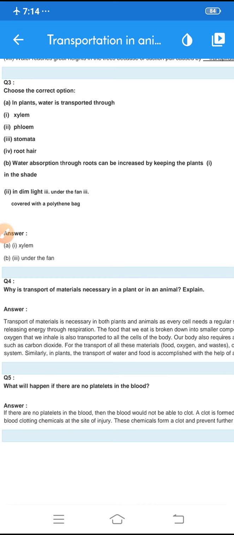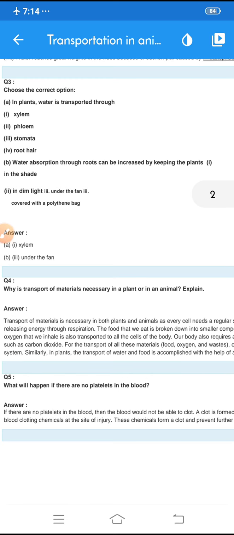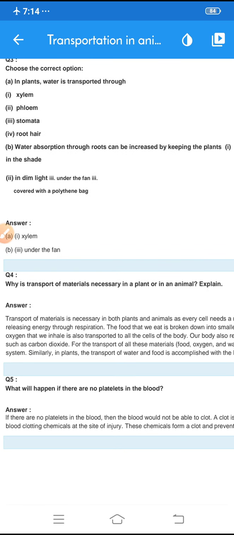Choose the correct option among the four. First one: in plants, water is transported through xylem, phloem, stomata, or root hair. This is very important. As you know, there are two vascular tissues. In plants, the water conducting tissue, or water transportation, takes place through the tissue called xylem. So the correct answer is xylem.